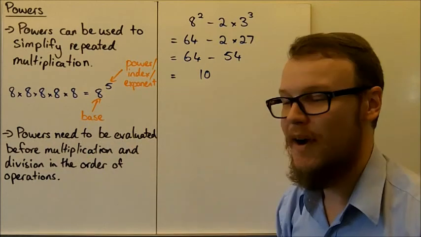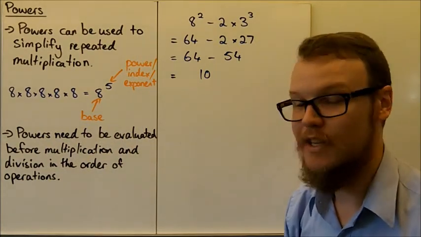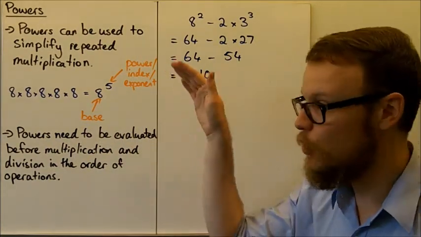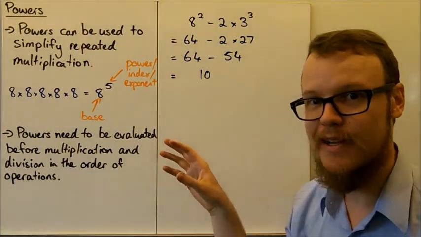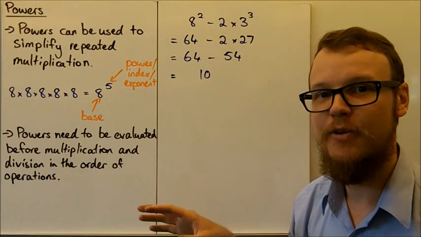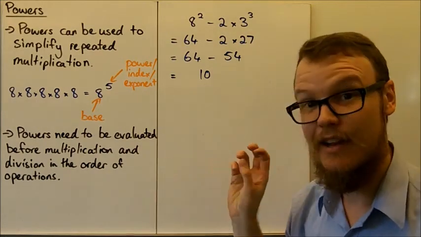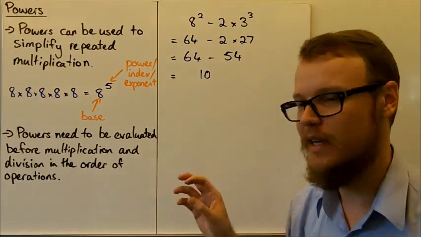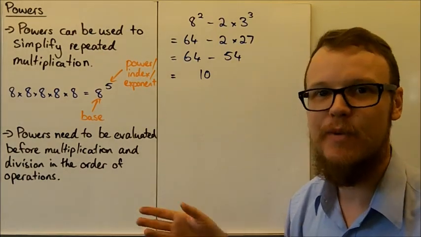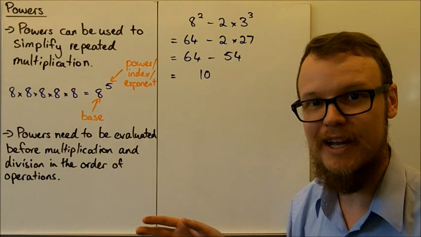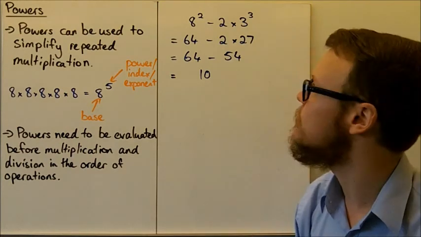Powers need to be evaluated before multiplication and division in the order of operations. So in our order of operations hierarchy, we start with brackets, always look for the brackets, and after the brackets have been evaluated, we look for any exponents, any powers that we can evaluate. And then we work on multiplication and division, and then addition and subtraction.